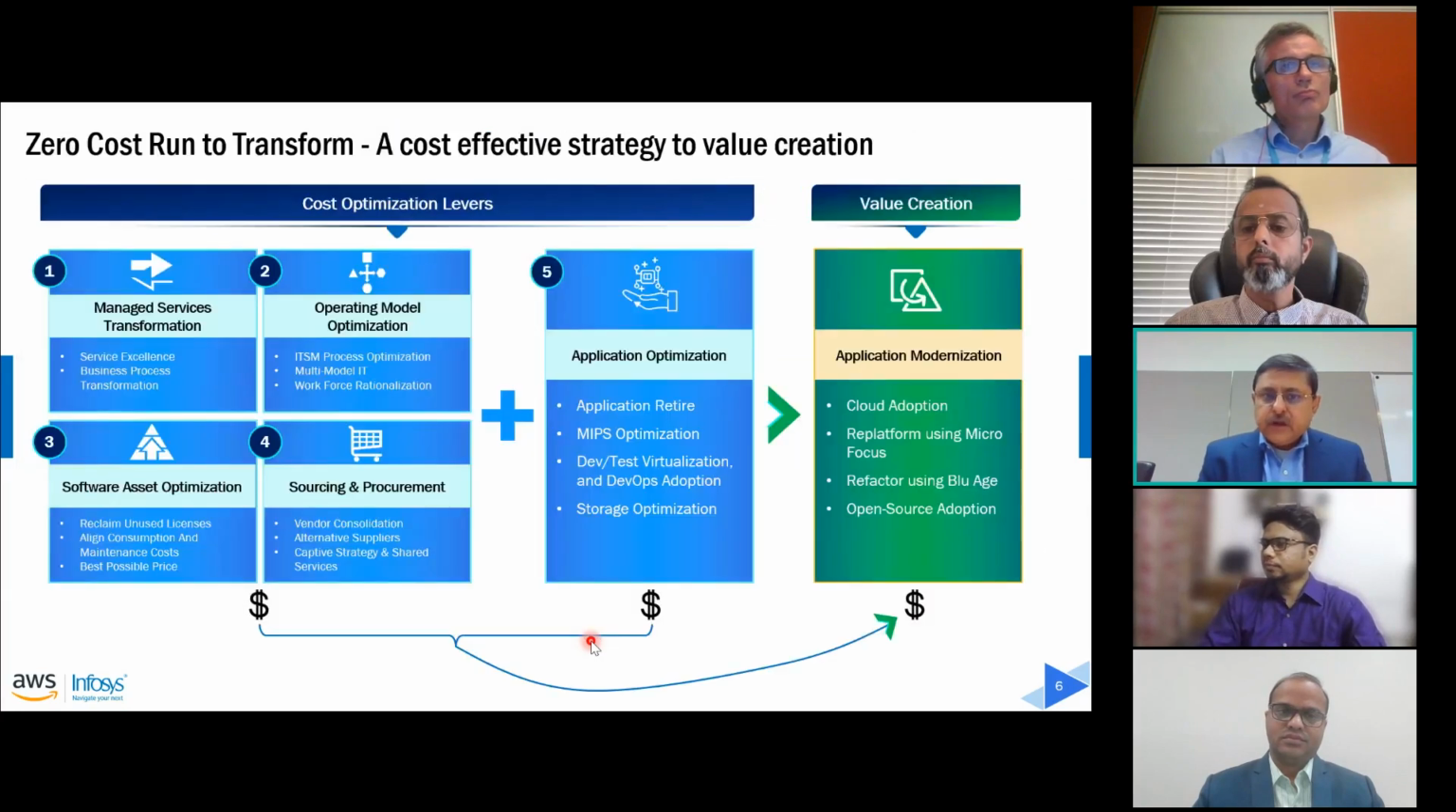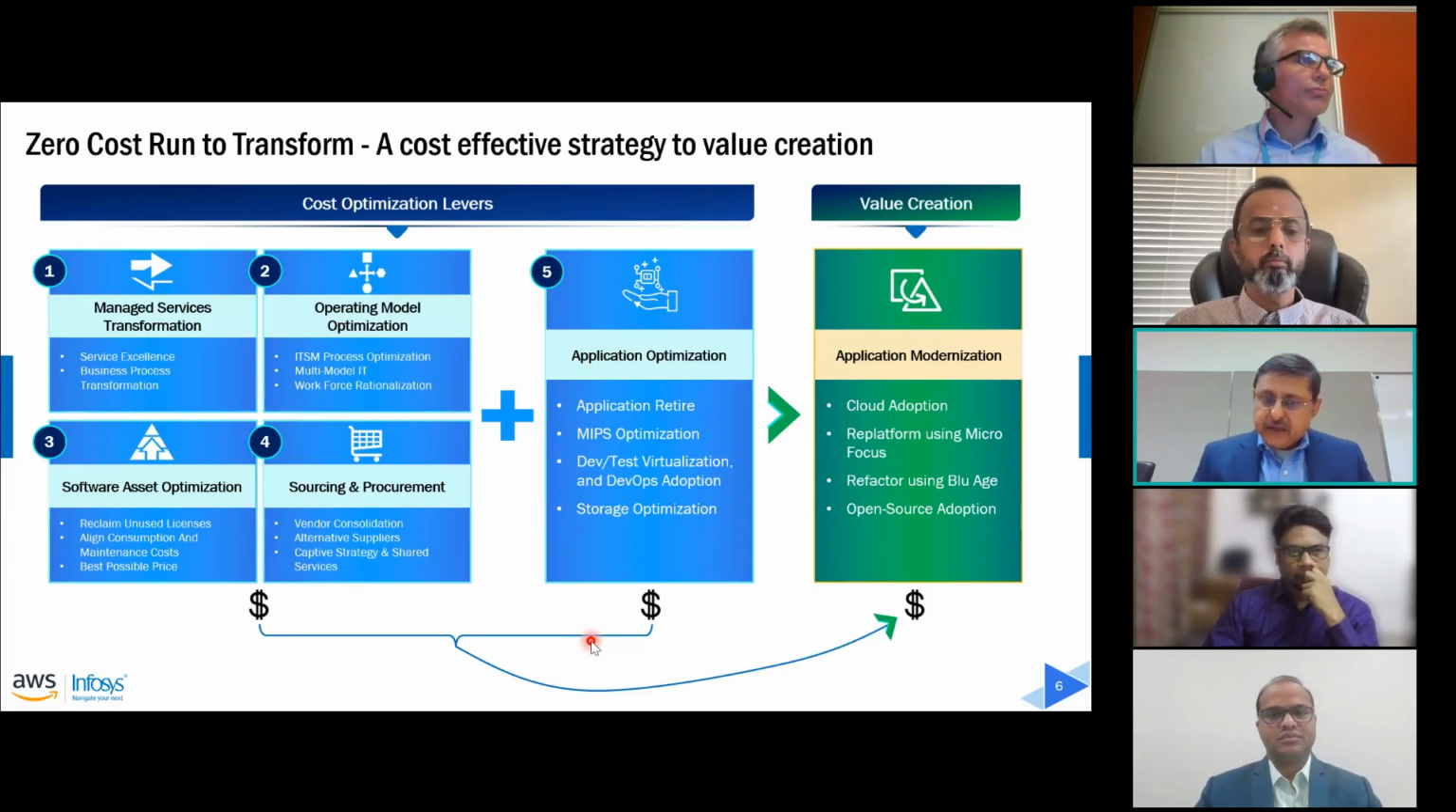So how do we do zero cost transformation? The way to do it is that we have a set of cost optimization levers that we have identified and that we apply to the customer mainframe landscape. The objective is to get savings out of that and then plow the savings back into the value creation, which is about migrating or offloading the mainframe. Now, let me dig a little deeper into this.